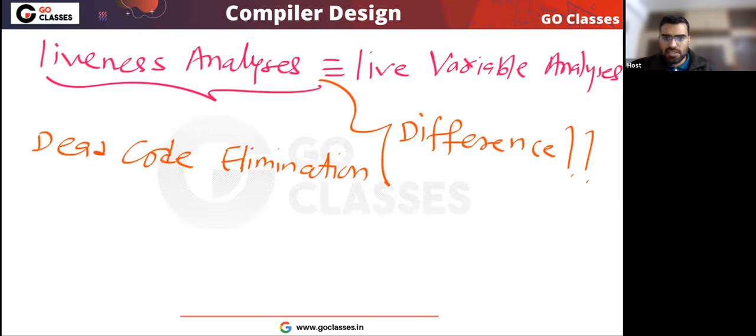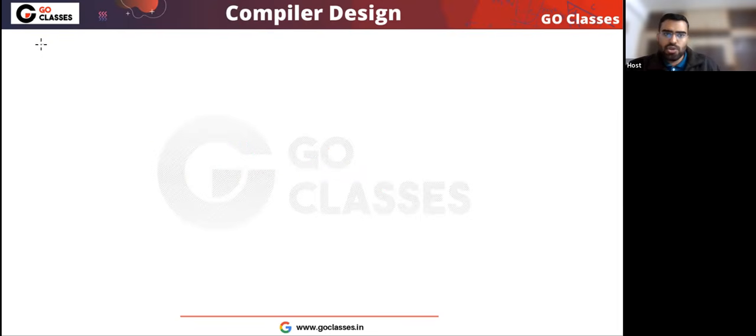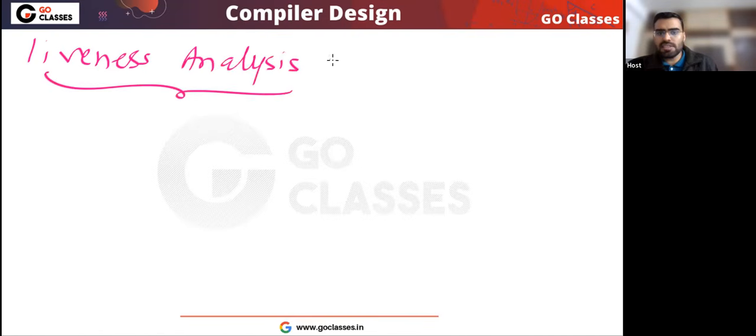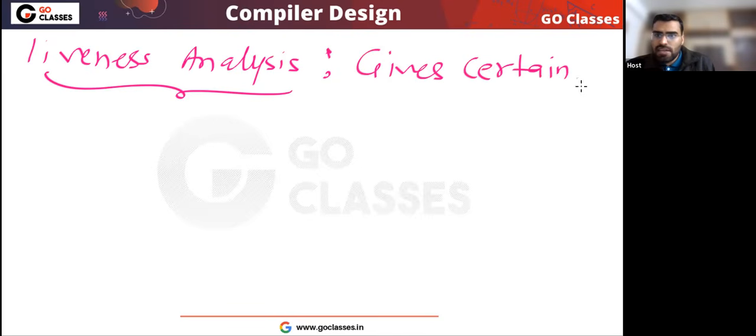Okay, I told you this in the last 3 lectures. This liveness analysis is just analysis, meaning it will give you some information. This liveness analysis gives certain insight, certain information about the code, about properties of the code.